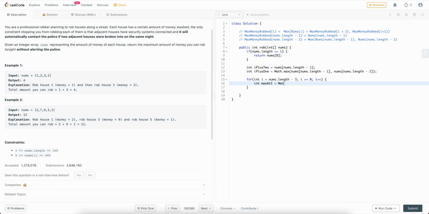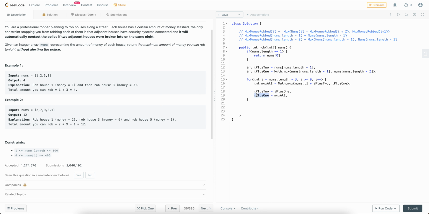So math.max of either nums at I plus the I plus 2 and I plus 1, right? So it's either we rob the current house and add I plus 2, or we just take I plus 1. And once we have the max at I, then our I plus 2 will now be equal to I plus 1, and our I plus 1 is now equal to max at I. So this is preparing for the next iteration.